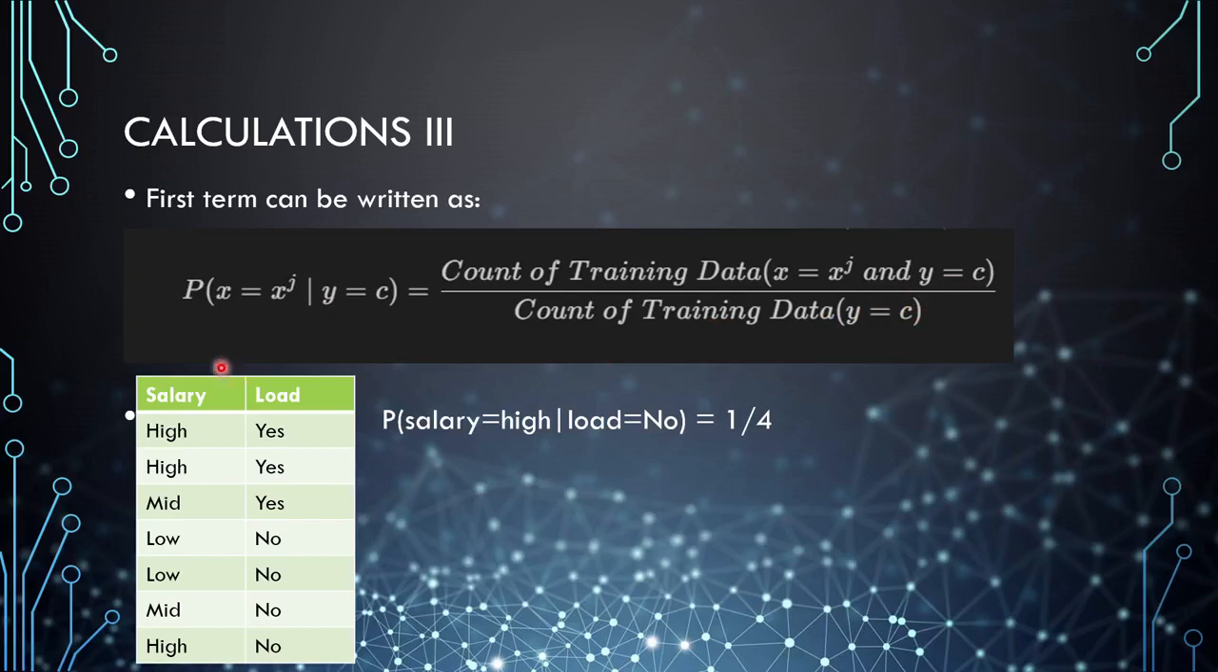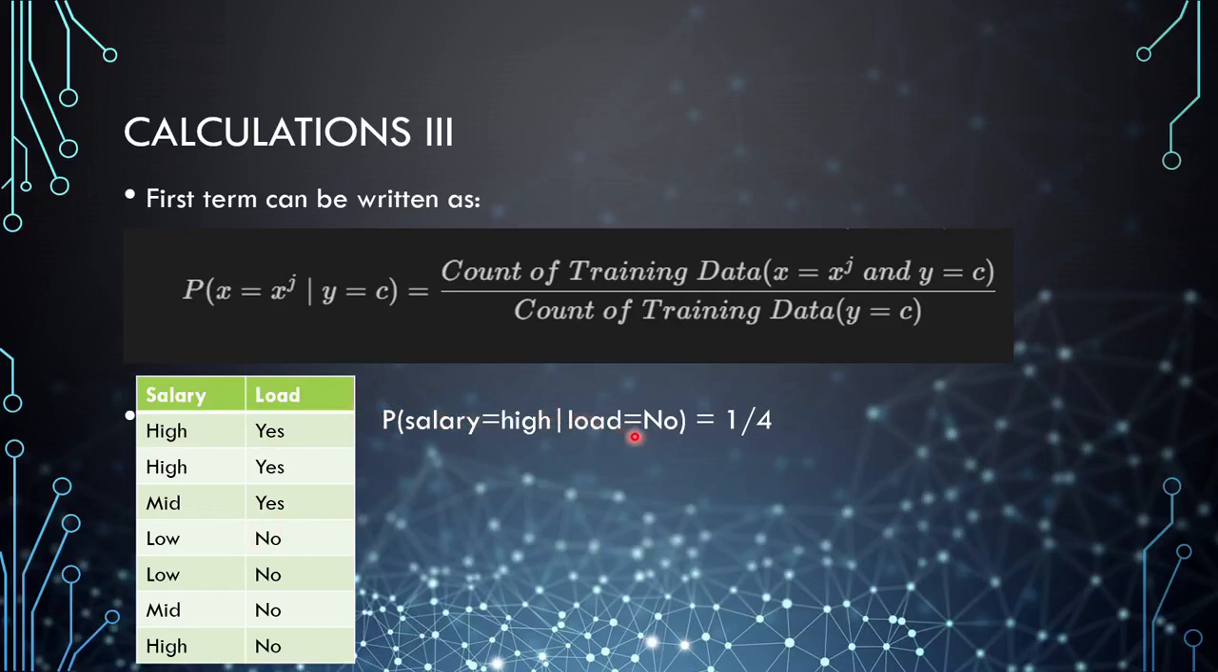Suppose this column represents what is the salary of an employee working at a particular corporate, and in that company what is the workload. So basically the workload is high. You can just take that yes means the workload being too much, and no means the workload being not that much. Okay, so suppose I ask you what is the probability of the salary being high given that the workload is no. So what would you do?